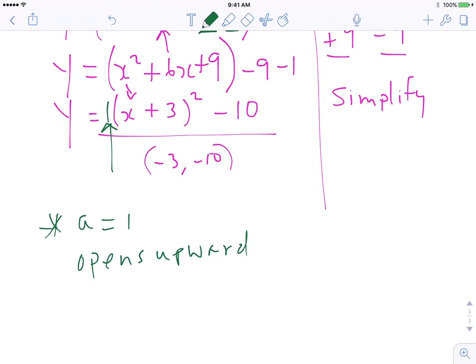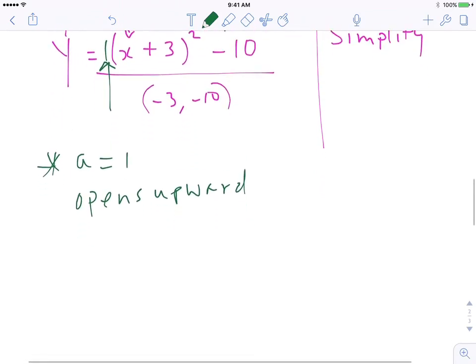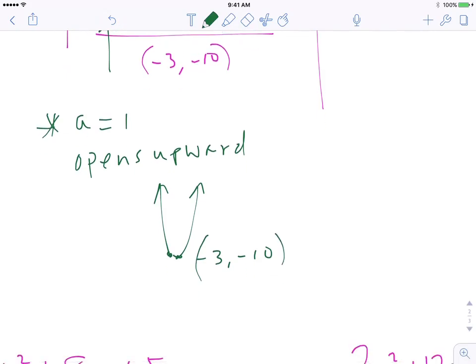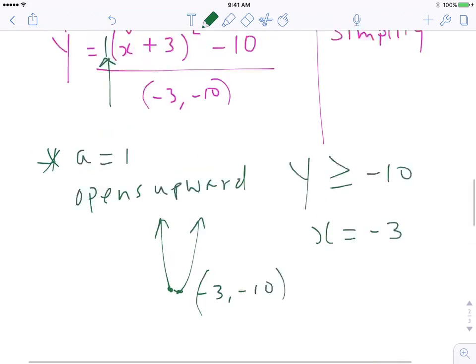And we know the vertex is negative 3, negative 10. So if it's opening upward and the vertex is negative 3, negative 10, then the parabola is limited by the vertex. So y is greater than or equal to negative 10, and it occurs when x equals negative 3.